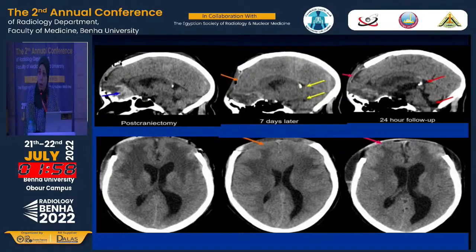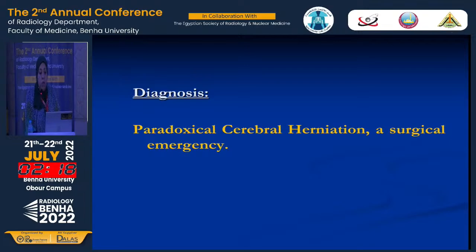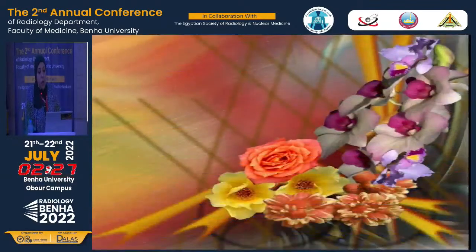Is it positional? Does the patient move position or head, are there atmospheric causes, or even could there be a CSF leak? After we exclude CSF leak, immediate cranioplasty must be done to preserve the brain parenchyma. So the diagnosis will be paradoxical cerebral herniation, which is a surgical emergency and needs immediate cranioplasty. Thank you so much.